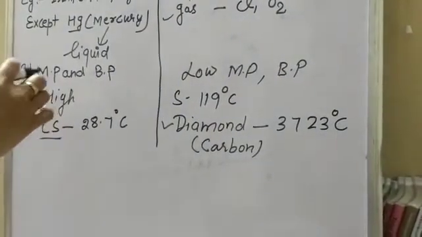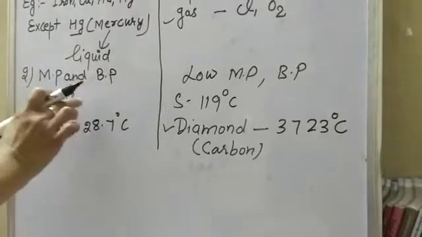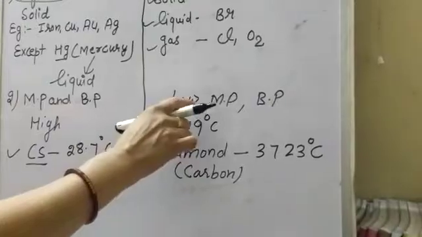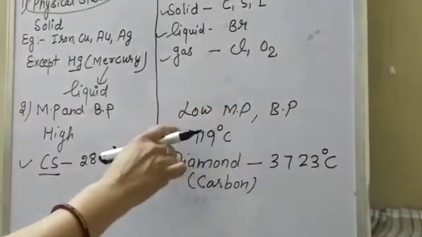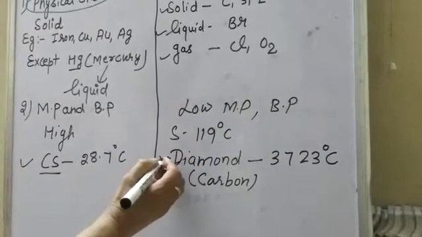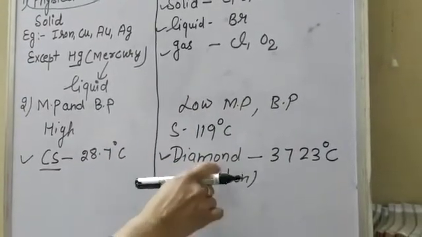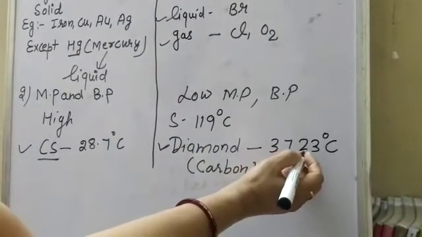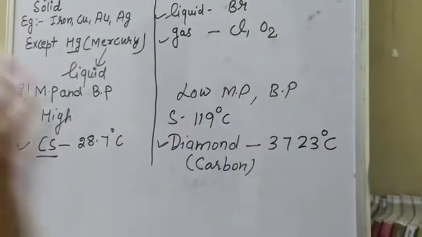Generally, what you will write: the melting point and boiling point of all the metals are high, with one exception. And in case of non-metals, the boiling and melting points are very low, but one exception, that is diamond. Diamond is one of the forms of carbon, with a melting point of 3723 degrees Celsius.